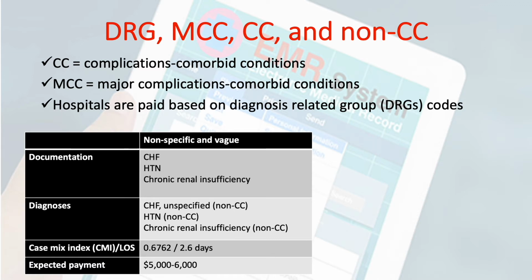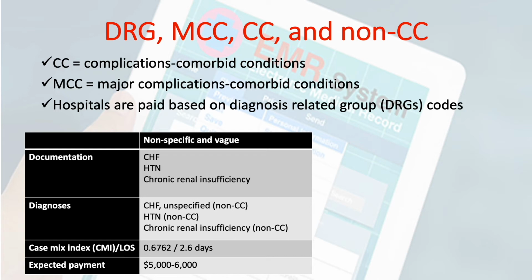When the hospitalist bills, they're probably going to relate to these documented diagnoses. So it's going to be CHF unspecified, hypertension, and chronic renal disease. And if all three were mentioned like this, basically it's a non-CC, or non-complication and comorbid condition. It doesn't really reflect the severity of the case.